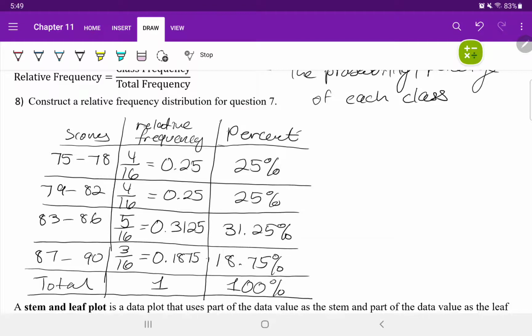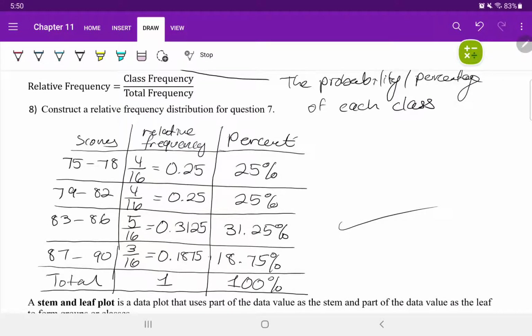If you're rounding and your number is not 1, if it's like 0.999 or rather 1.001, don't stress it too much. It's because we're rounding. We're not using the exact value. And that is a relative frequency distribution.